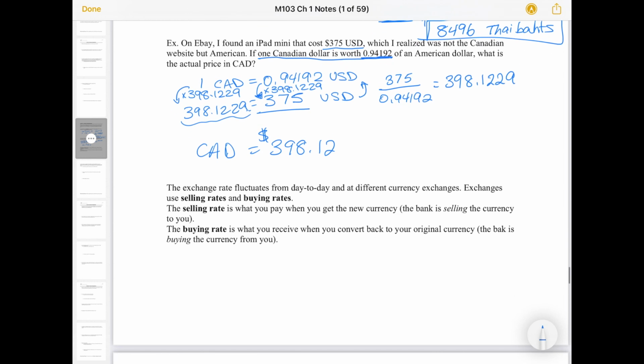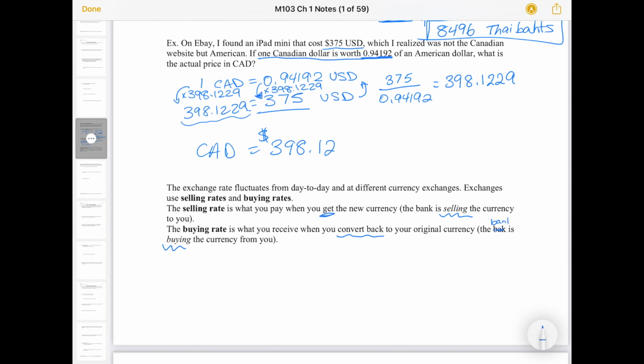Okay, so a little bit of definitions and then one last example for us today. The exchange rate fluctuates from day to day and at different currency exchanges. So that's why you're going to use what I give you, even if it's not current for today. Exchanges use selling rates and buying rates. The selling rate is what you pay when you get the new currency, right? The bank is selling you the currency. The buying rate is what you receive when you convert back to your original currency. The bank is buying the currency from you.